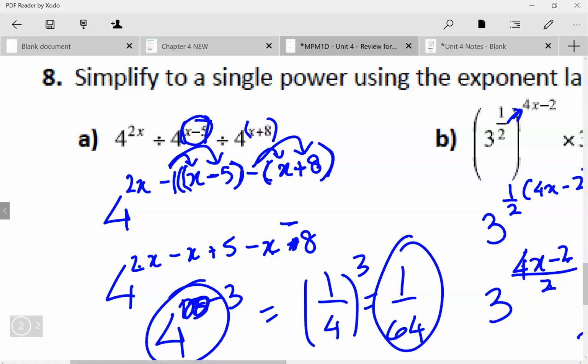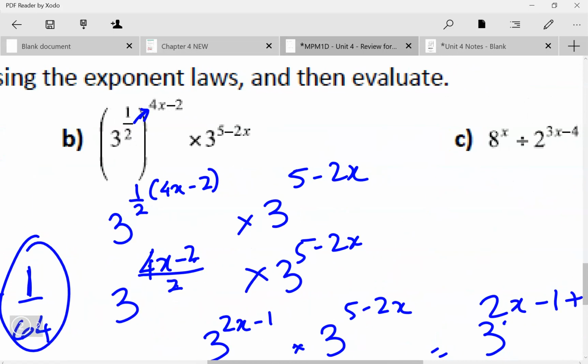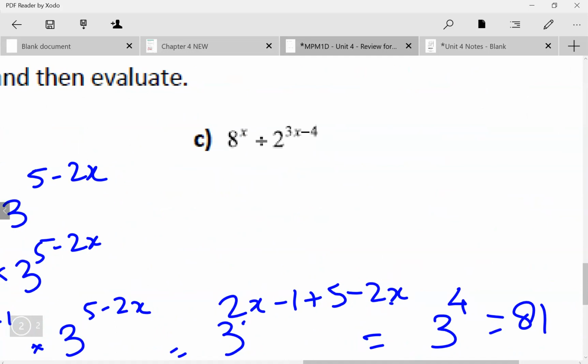But you'll see that if you have 4 to the power of negative 3, you should take the reciprocal, 1 over 4 to the power of positive 3, which is 1 to the power of 3, which is 1. 4 to the power of 3 is 64 in the denominator. So there we have it.